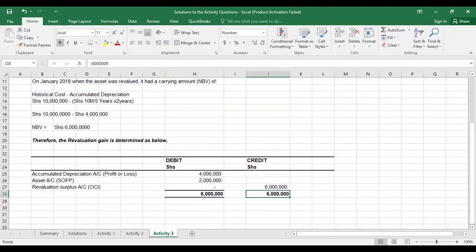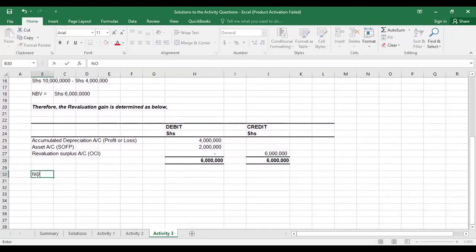So there are some points to note quickly. Number one, we need to note that upon revaluation, the asset's accumulated depreciation is reversed, like we are told in the statement before.